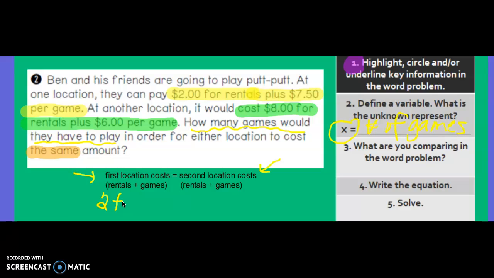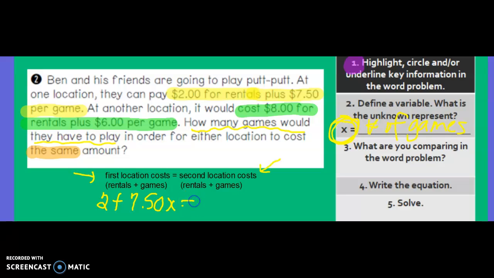All we know is that it's $7.50 for each one. But since we don't know x, the number of games that we need to play, it's just going to be $7.50 times x. Think about it. If you played one game, it'd be $7.50 times 1. 2 games, $7.50 times 2, and so on. So x games is $7.50 times x.